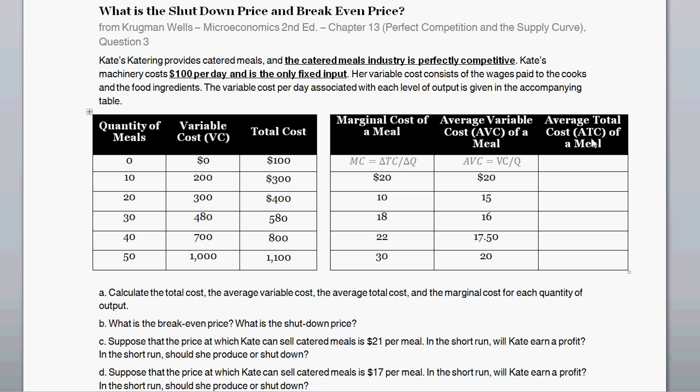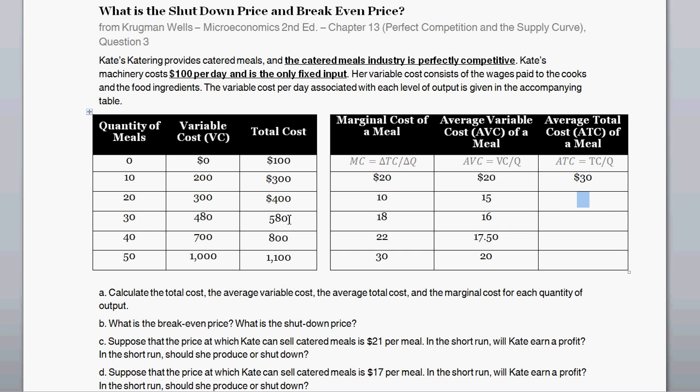So what is average total cost? Average total cost for a meal is we take the total cost, which we've calculated in this column over here, divided by quantity produced, which we have given to us over here. So the first cell, again, is going to be blank because we're dividing by zero meals. So anything divided by zero is not a number. But the next column we could calculate, it's going to be that 300 total cost divided by 10 meals. So the average total cost for each meal is going to be $30.